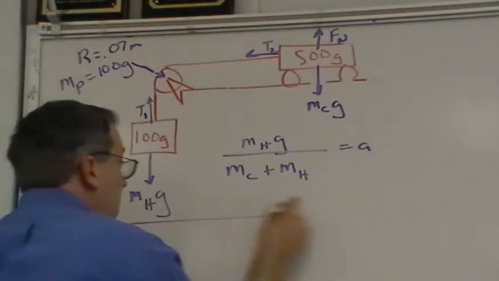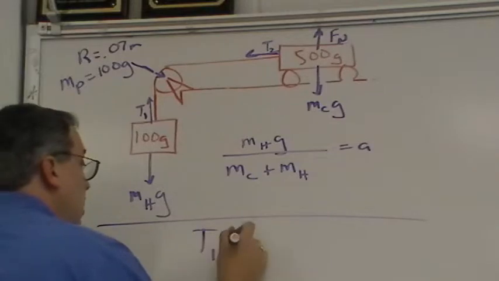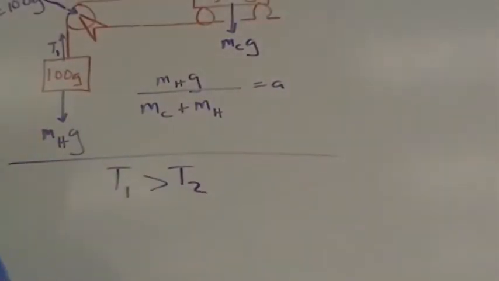And I will tell you right now, T1 is greater than T2. They're not the same when that pulley has mass, because to say the pulley has mass is to say it's going to take effort to turn it. Two parts of the rope have different tensions, but they will still move with the same speed, yes, but the two parts have different tensions.